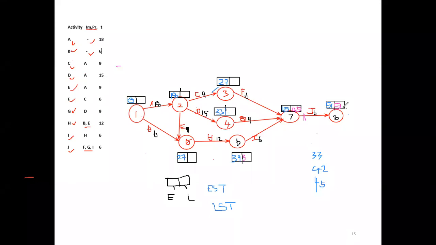Now from the LST, we have to do the backward computation and bring it to 0. So how to bring it to 0? From the total, subtract every activity, then normally it will come to 0. Then where this EST is equal to LST, that activity which makes the EST equal to LST will be in the critical path. Are you clear?